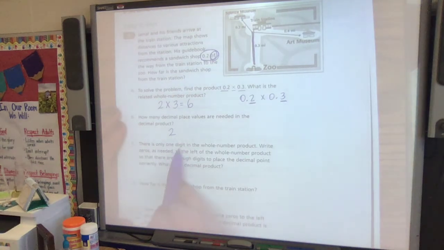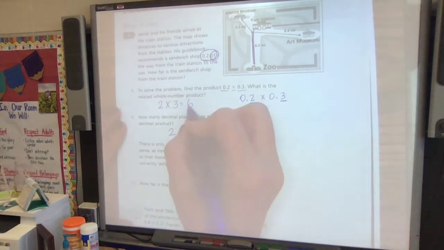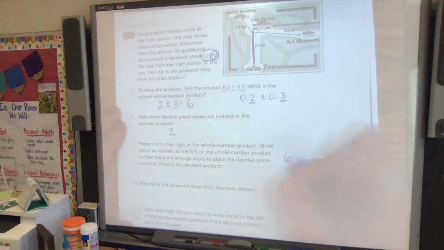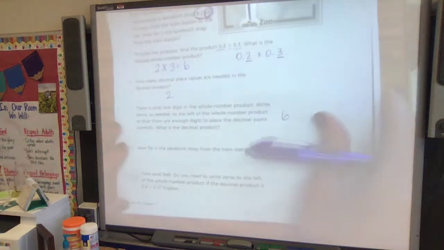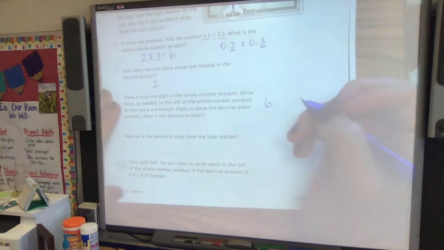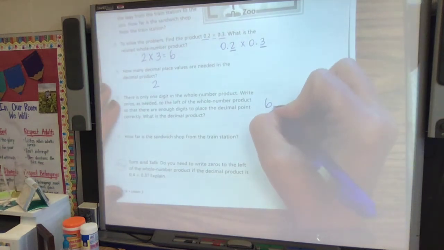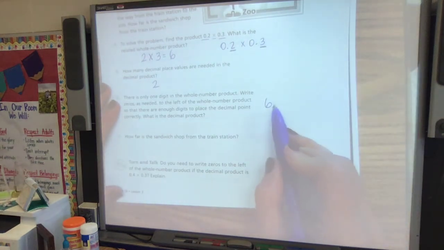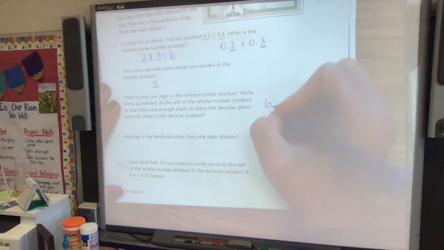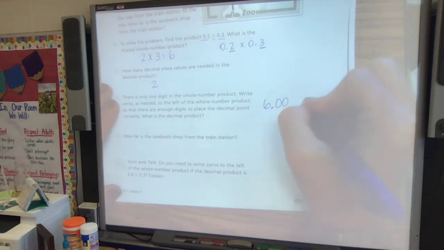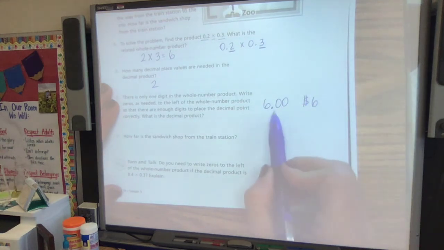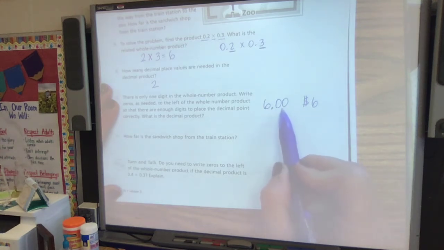C says there's only 1 digit in the whole number, right? The number 6. I'm going to write it right here. Now we've been talking about, since we've been multiplying, that even if we don't see it, there's always a decimal right here in every number. Just like if I said that sandwich costs $6, or I said that sandwich costs $6.00, you would look at these numbers and say those are the same value. Putting that decimal and putting zeros has not changed the value of my 6.